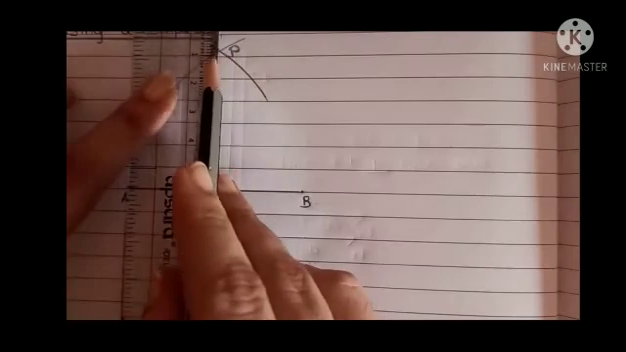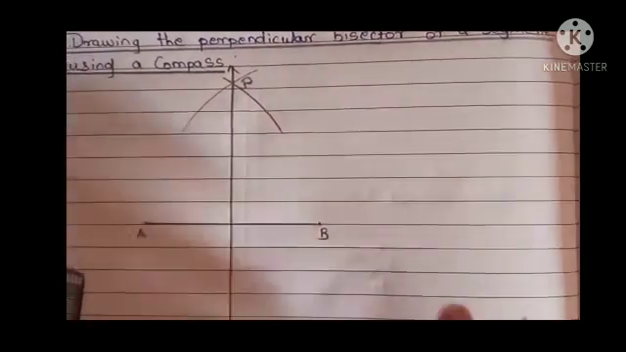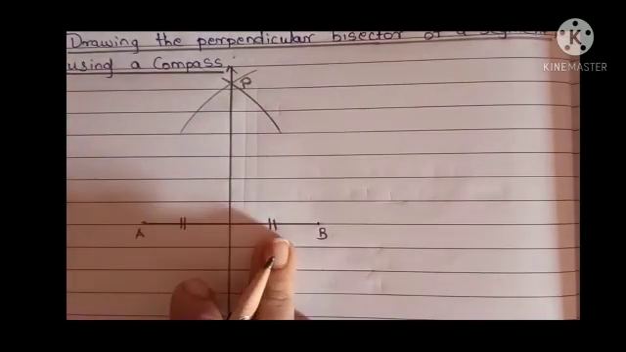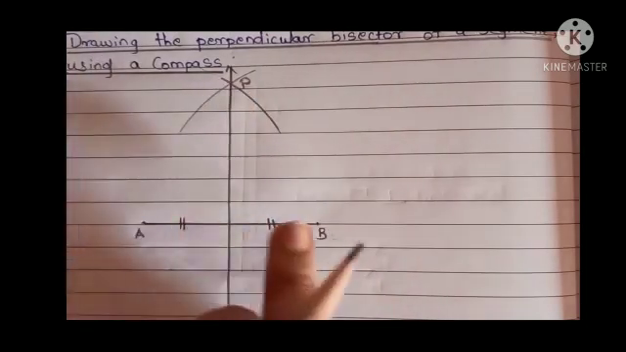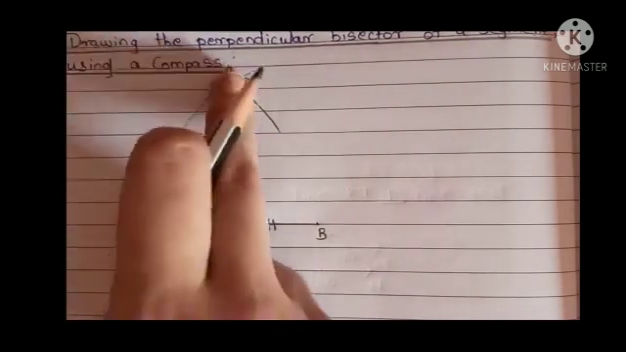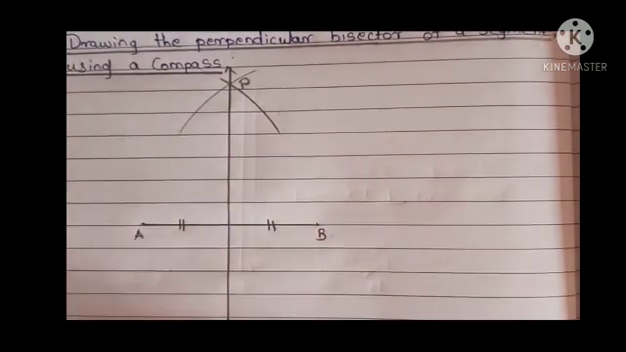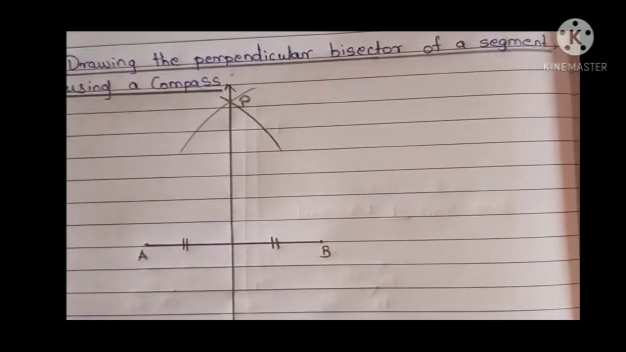We will see the point of intersection. This is the point of intersection P and Q. Now we will draw a line through PQ. So this is a line PQ. And we can say the line PQ is perpendicular to line AB, or the line PQ is the perpendicular bisector of segment AB. So this is how we draw the perpendicular bisector of a line segment by using a compass.